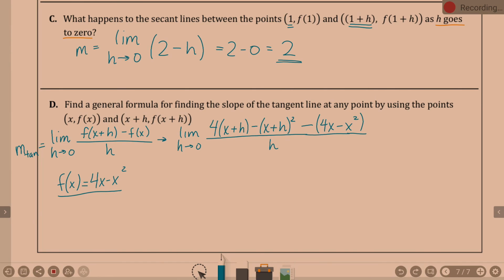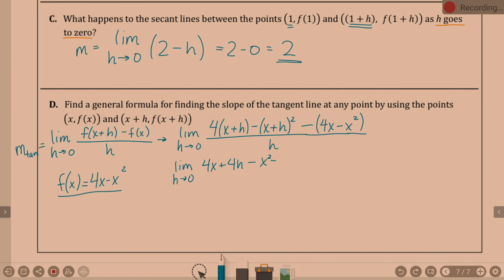Okay. Now, we did this with 1 plus h earlier, didn't we? So now we have to do it with x plus h. Okay. So let's do some algebra. 4 times x plus h is 4x plus 4h. Okay. Minus x plus h quantity squared. So FOIL and subtract: minus x squared minus 2xh minus h squared. I can go with that.